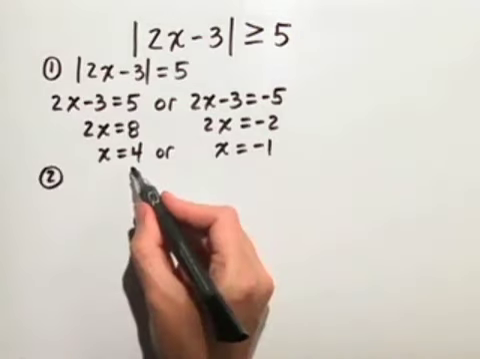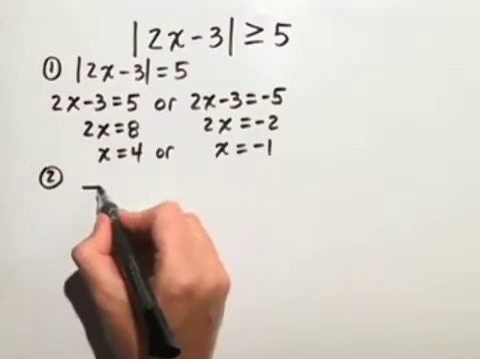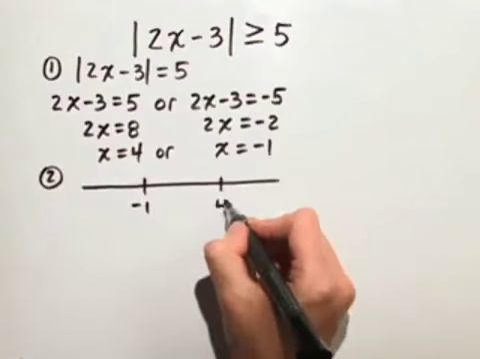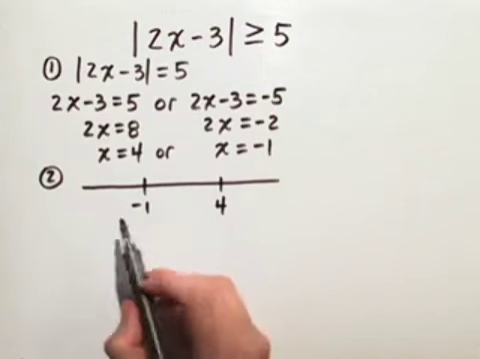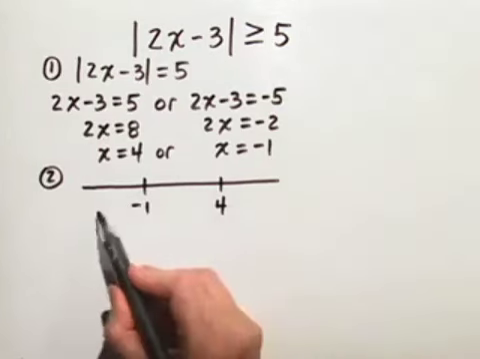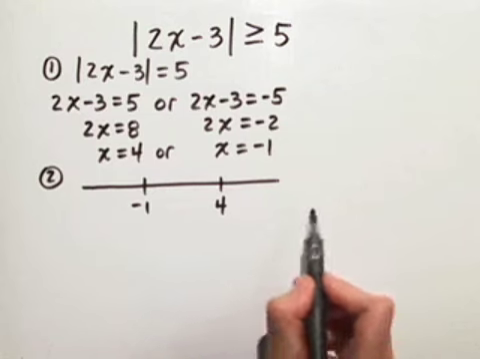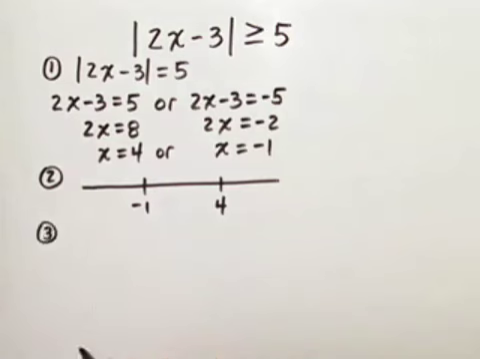We have the boundary points x equals 4 and x equals negative 1, and let's place those on a number line. Negative 1, positive 4. Notice our number line now is divided into three different intervals: to the left of negative 1, in between negative 1 and 4, and to the right of 4. Now we're ready to move on to step 3.